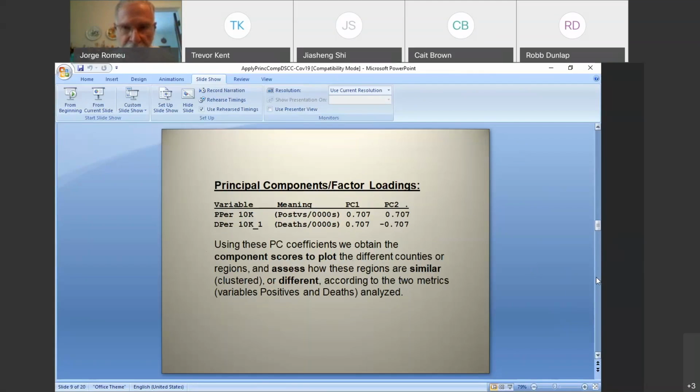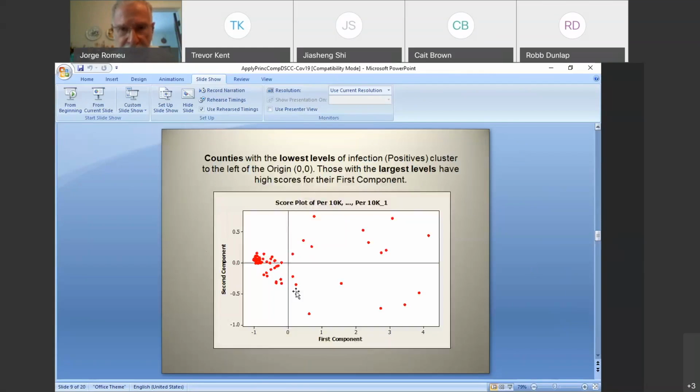These are your variable principal component loadings. With those, I did a score plot, and on the left of this graphic you can find this cluster of points, which represents mostly upstate New York counties, which are less densely populated and have a much lower infection level.